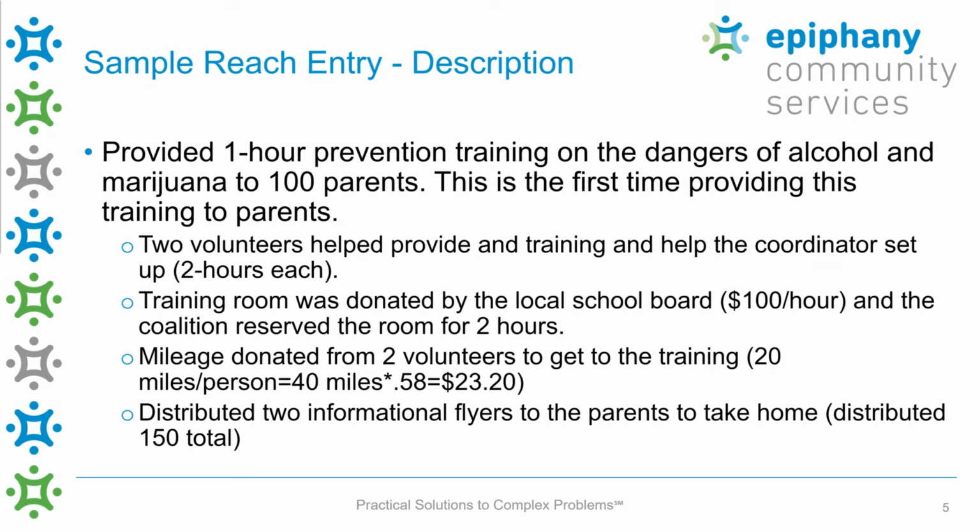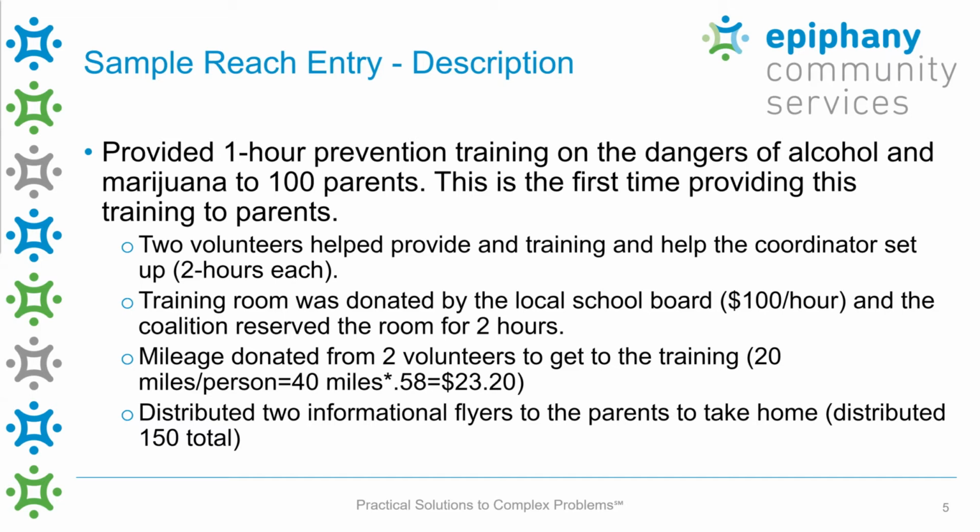So first things first, I said we start out with our description, right? When it comes to looking at our description, I just popped one in up here. There's a lot going on. My coalition just held a 1-hour prevention training on the dangers of alcohol and marijuana to 100 local parents. This is the first time that we are providing this training to parents, so we wanted to make sure to add that into our description.